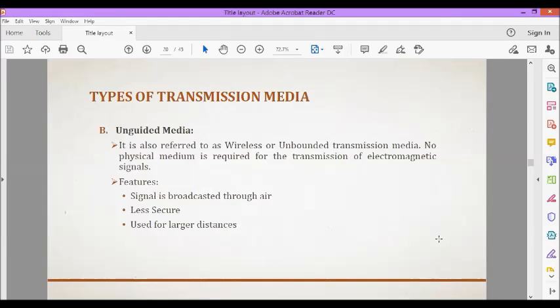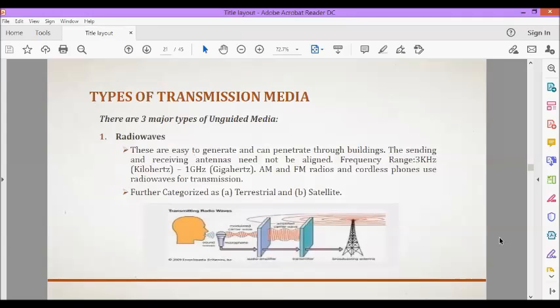So the following are the features. Signal is broadcasted through air, less secure, and used for larger distances. So there are three major types of unguided media. So the first one is the radio waves.